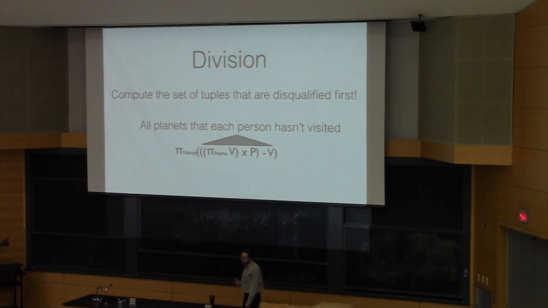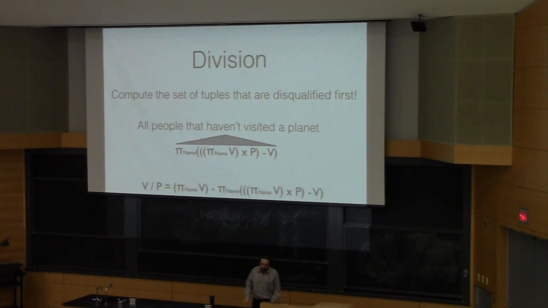We pull out all of the officer planet pairs that don't exist. So this is the inverse of the answer. And that gives us all of the people who haven't visited at least one of the planets. And then finally, we subtract that from all of the officers, and that gets us to all of the officers who have visited all of the planets. So kind of a double negation, but it's a double negation where you do a little bit of work along the way to filter out certain elements.